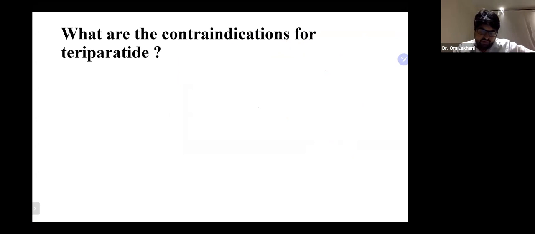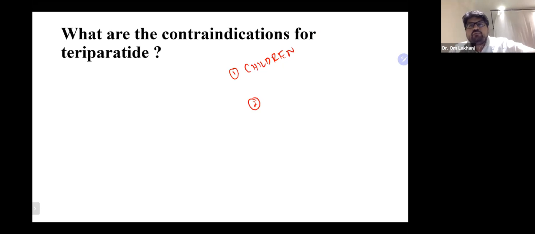Okay, what are the contraindications for teriparatide? First of all, you will not use it in children. So anybody with an open epiphysis, right? If you have a child with an open epiphysis or in a growing phase, you don't use it. Second, don't use it in patients having bone metastasis, right? So already has a history of bone mets or any kind of bone malignancy or multiple myeloma or anything like that.